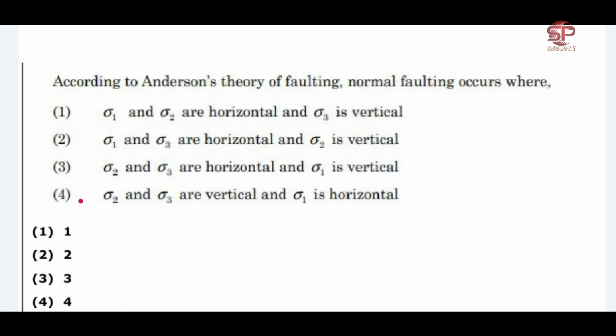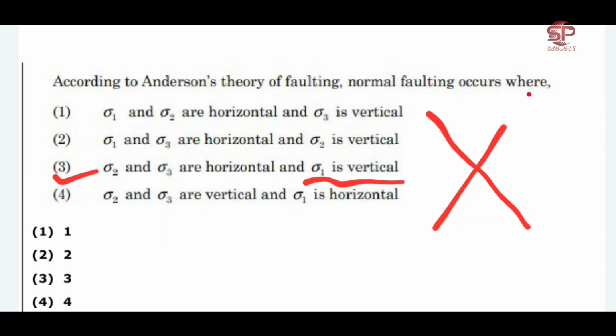According to Anderson theory, sigma 1 is always vertical for a normal fault, sigma 2 is vertical for a strike slip fault, and sigma 3 is vertical for a reverse fault. So sigma 2 and sigma 3 are horizontal, and sigma 1 is vertical for the normal fault case. Remember, normal faults are generally expressed in conjugate fractures. So faulting or fracture content.